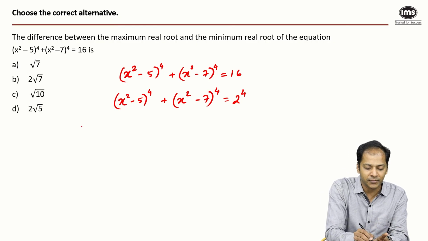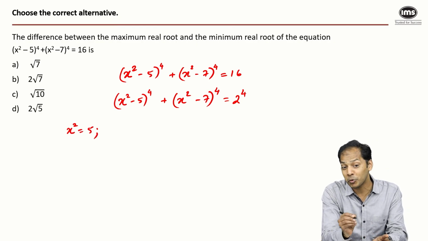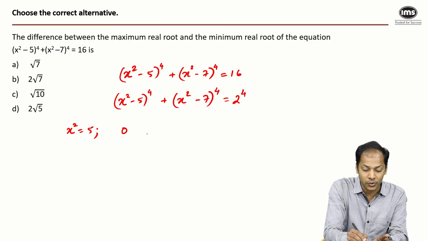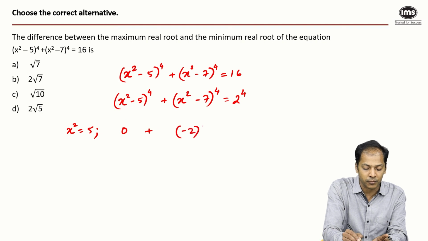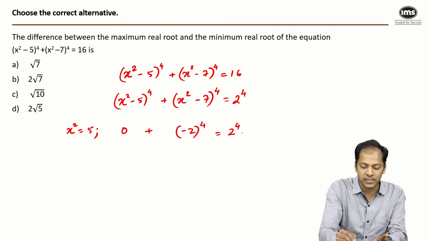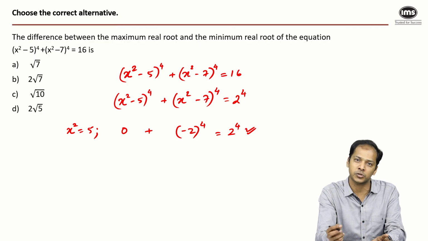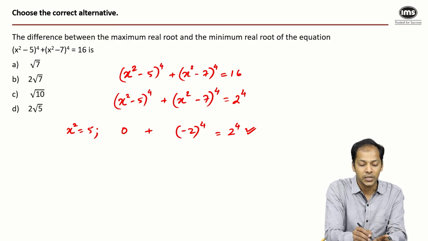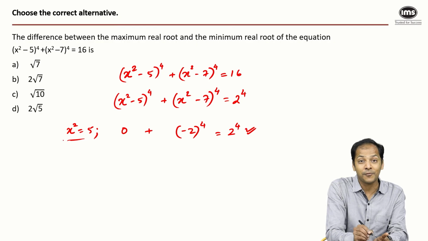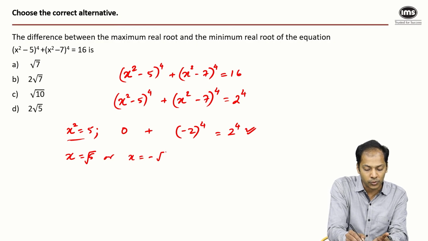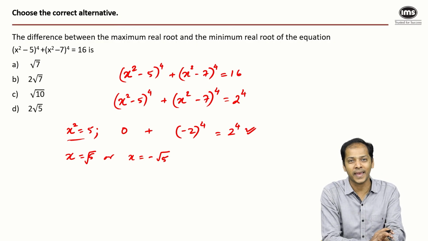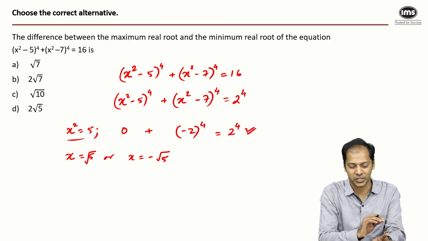Okay, so let's see if this is actually working or not. So x² = 5. If I take x² = 5, the first term would become 0, plus the second one would become (5 - 7), that is (-2)⁴, equal to 2⁴, which is absolutely true because (-2)⁴ is also 16 and 2⁴ is also 16. So x² = 5 is a valid solution, which gives me two possible values of x, that is x = √5 or x = -√5. Both these values of x are roots of the equation.